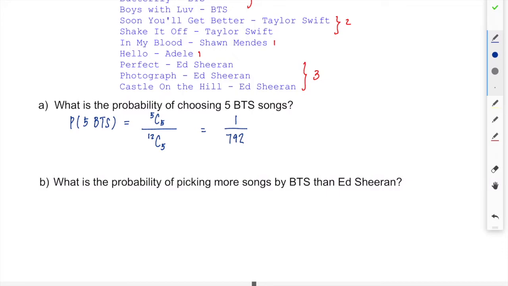Part B. What is the probability of picking more songs by BTS than Ed Sheeran? Okay, so let's do a chart here. I think it's easier to compare. So, all right. So BTS, we want a total of 5 songs. So obviously, if I pick 5 BTS, I get none of Ed Sheeran's. 4 and 1, 3 and 2. Now, if I keep picking, I'm going to have 2 and 3, which violates what we're looking for because we need more BTS songs. So that means there are 3 cases in total. In order to compute this probability, so more BTS than Ed Sheeran.